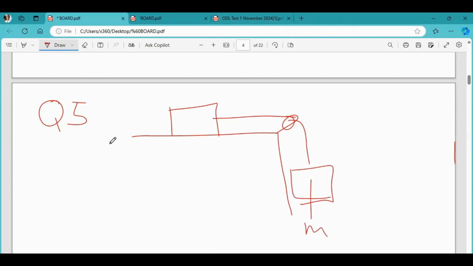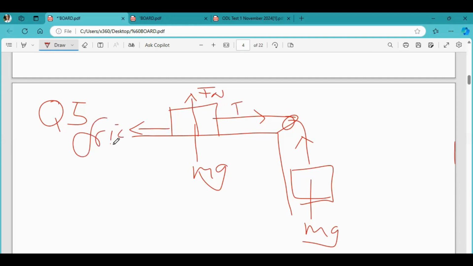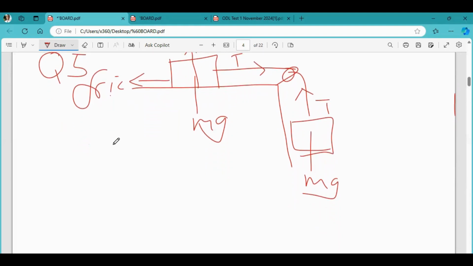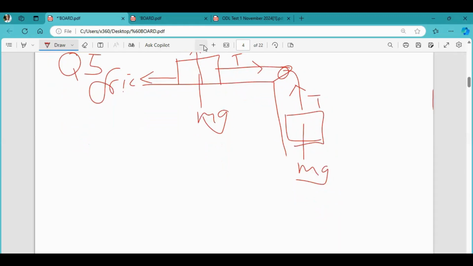So here we have forces, mg acting down there, and tension in the string. Here we have tension in the string pointing in that direction, and we have mg pointing down. Since it's on a surface, we have normal force pointing up there. Then we have frictional force acting in the opposite direction here. So there's tension here, tension there. So what are we going to do? We have to find the acceleration of this block.